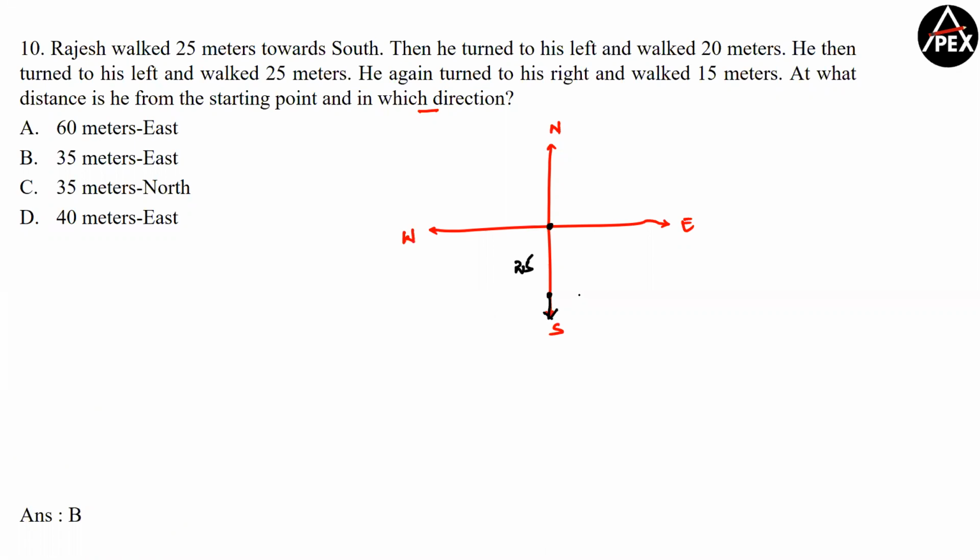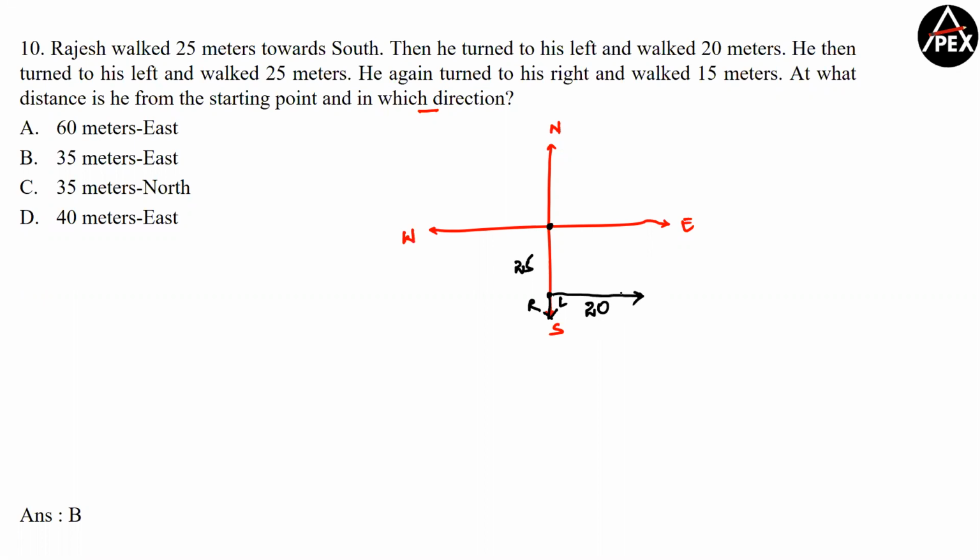Then he turned to his left and walked 20 meters. So this will be my left and this will be my right. So he turned to left and walked 20 meters and he reached this point. So let this distance be 20. Now he will be facing east direction.